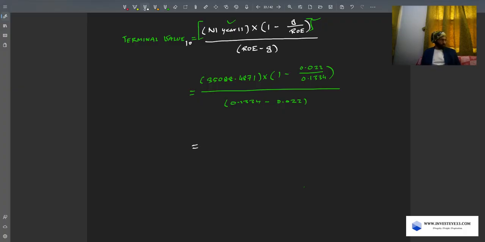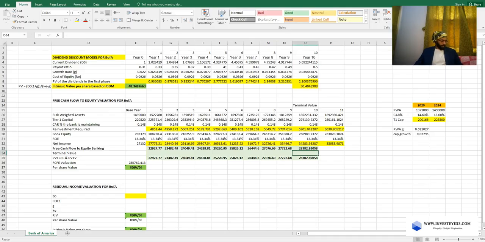This is equal to, let me do the calculations. You can also pause the video and do your own calculations if you are doing it. The value comes to be 263,032.137, approximately 263,032. This is the terminal value. So we can write here the terminal value is equal to 263,032. And this is in millions, okay? This is in millions. Let me make it bold here.